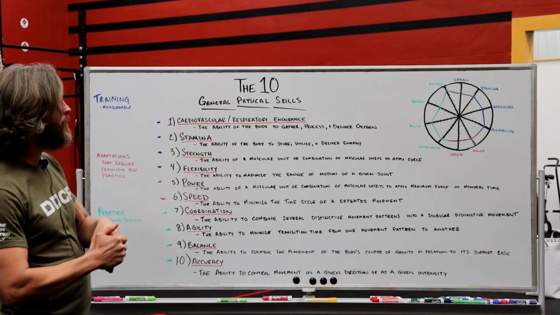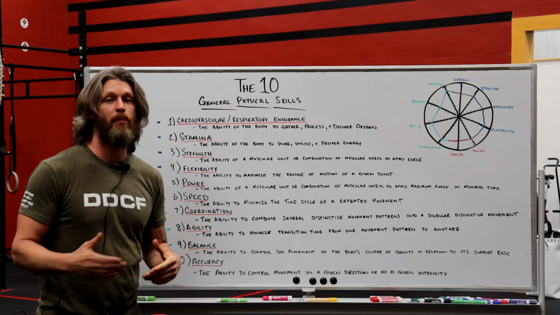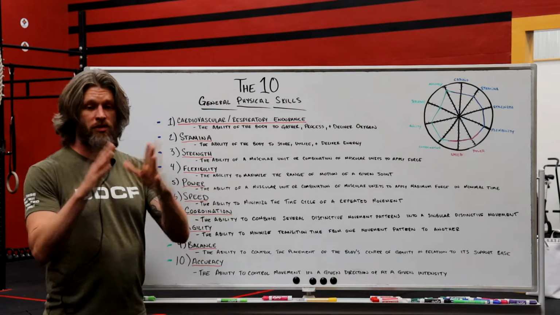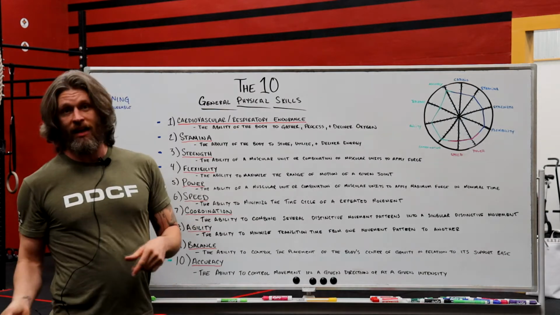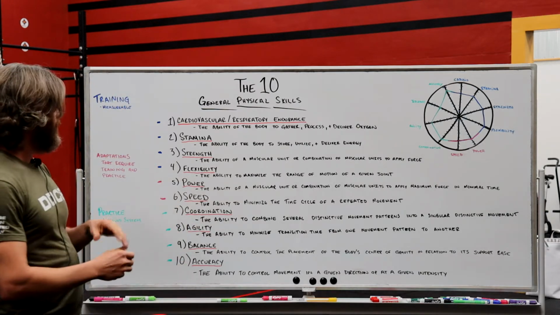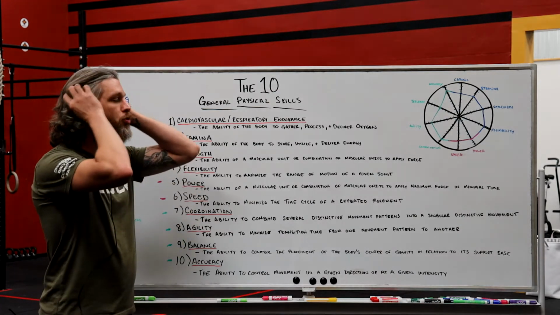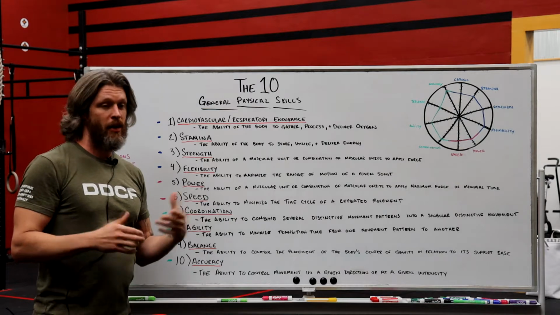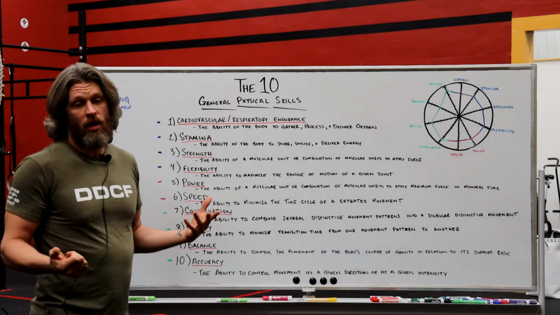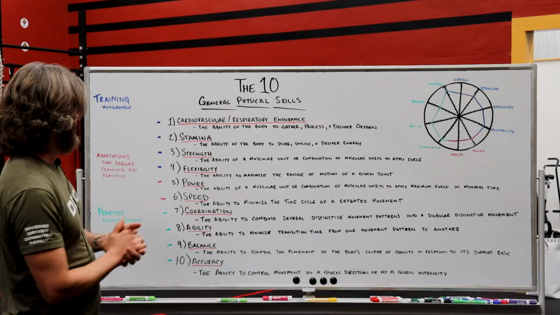Agility, the ability to minimize transition time from one movement pattern to another. Something like a burpee box jump over. That's pretty crazy. If you can do all of those different movement patterns and keep it moving safely and efficiently, you've got some decent agility. The balance, the ability to control the placement of the body's center of gravity in relation to its support base. If you don't have good balance, you're going to fall over every time you pick up a barbell. And you can work on that with gymnastic scales or silly pistols on kettlebells or whatever you want.